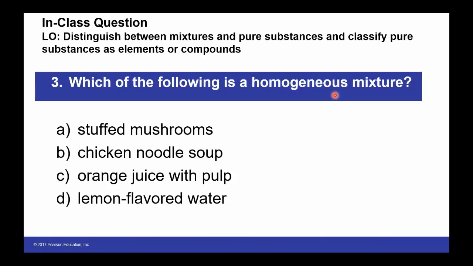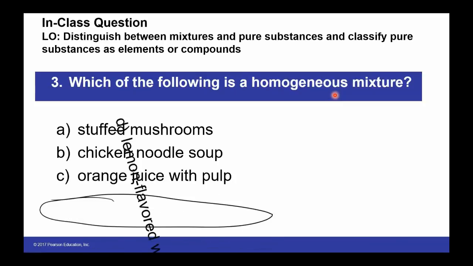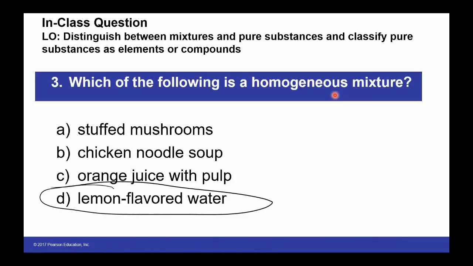Let's try the next question. Pause the video, answer the question, and we'll come back and answer it together. Which of the following is a homogeneous mixture? What did you put?